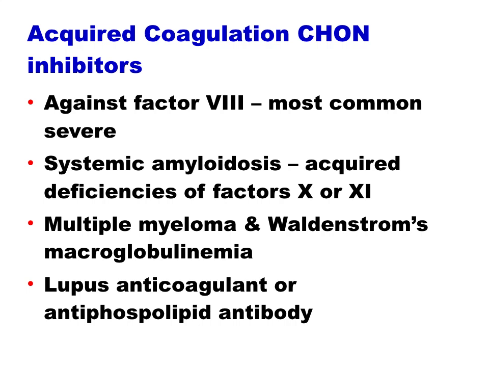So there are certain acquired coagulation protein inhibitors. It can be against factor 8, which is the most common and severe. Amyloidosis is associated with acquired deficiencies of factors 10 and 11. We have multiple myeloma and Waldenstrom macroglobulinemia, also lupus anticoagulant and APS, antiphospholipid antibodies.